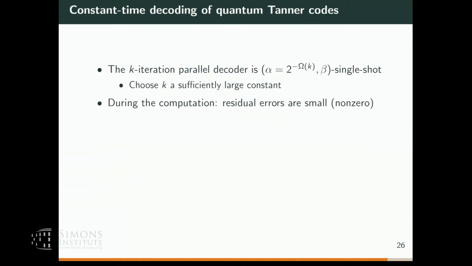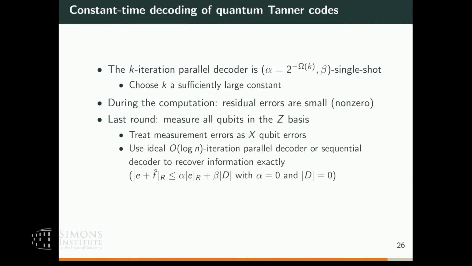Okay, so then what that means for the overhead is that we can achieve constant time decoding for these quantum Tanner codes. The way that this works is that we showed that the parallel decoder is a single-shot decoder, and we could take k to be a sufficiently large constant, meaning that you only run a constant amount of classical computation in between every decoding round. So during the computation, we use the previous theorem to show that the residual errors are always going to be small.